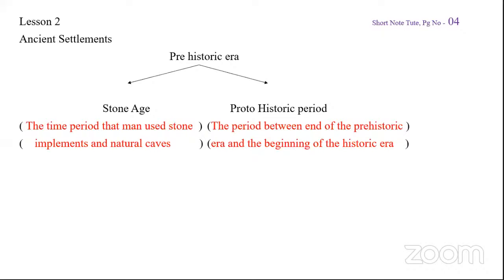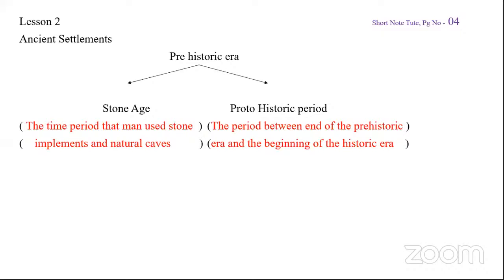So then we can give two definitions for the Stone Age and the protohistoric time period. Stone Age is the time period in which man used stone implements and lived in natural caves. Protohistoric time period is the period between the end of the prehistoric era and the beginning of the historic era.